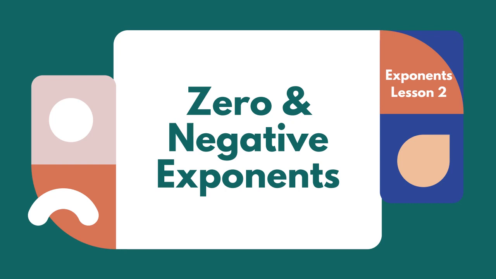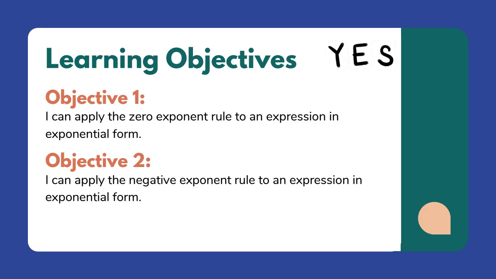This time, our second lesson in exponents. Our video will be about zero and negative exponents. We have two learning objectives for today. Our first learning objective is that we will be able to apply the zero exponent rule to an expression in exponential form. And our second objective is that we will be able to apply the negative exponent rule to an expression in exponential form.